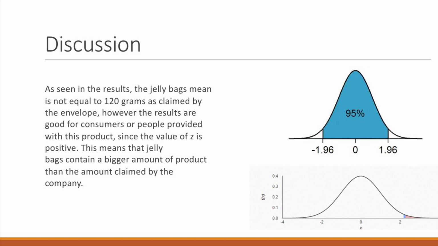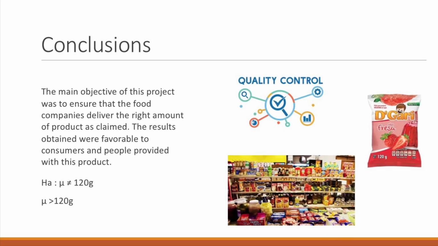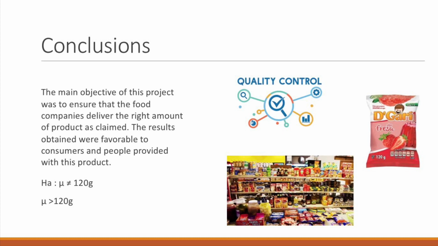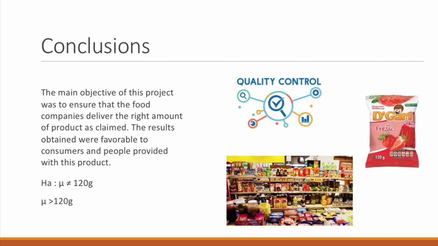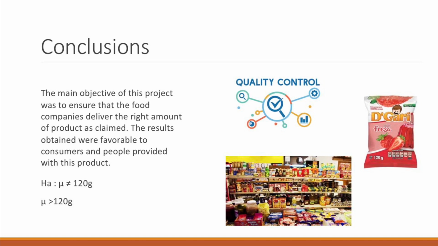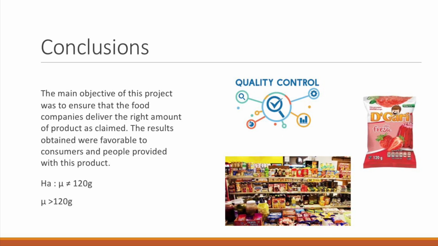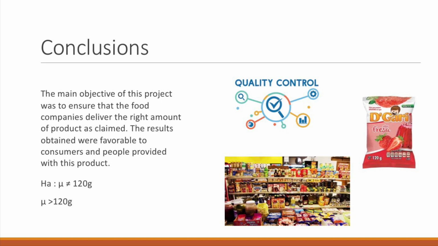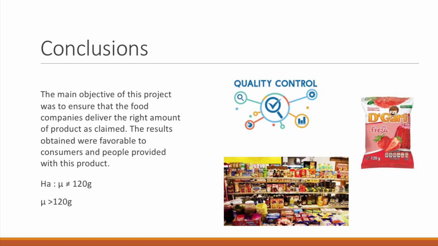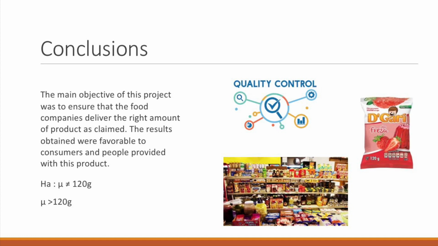Companies must control the weight of the product so this amount can be more precise and closer to the claimed one. As a conclusion, the main objective of this project was to ensure that food companies delivered the right amount of product as claimed. The results obtained were favorable to consumers and people provided with this product. Nevertheless, these results demonstrate that these companies do not standardize their products. In the jelly bag case, more weight is delivered.